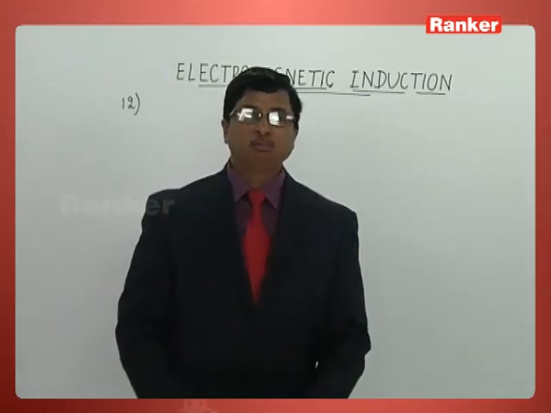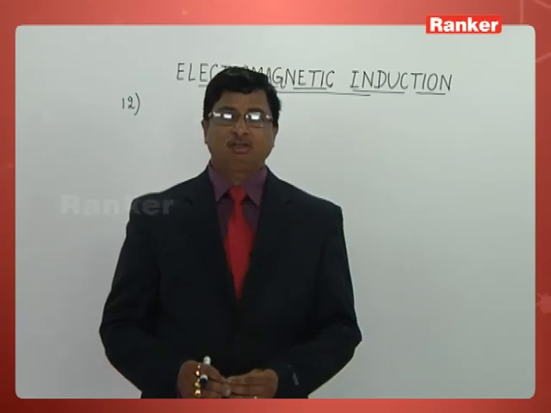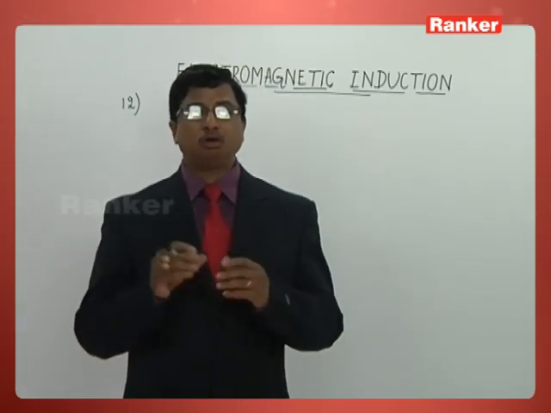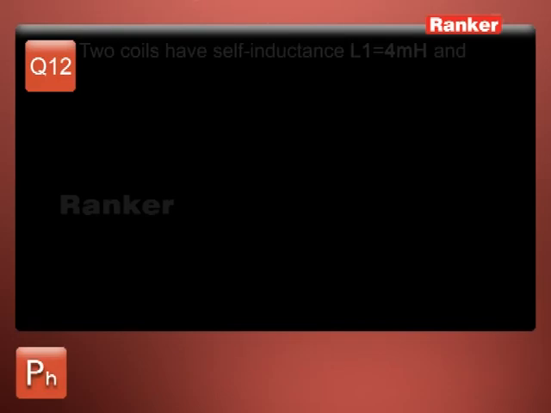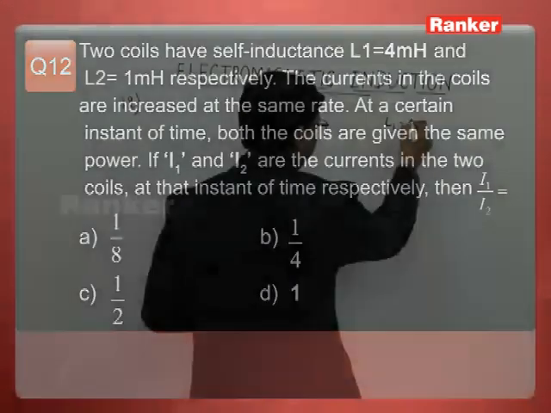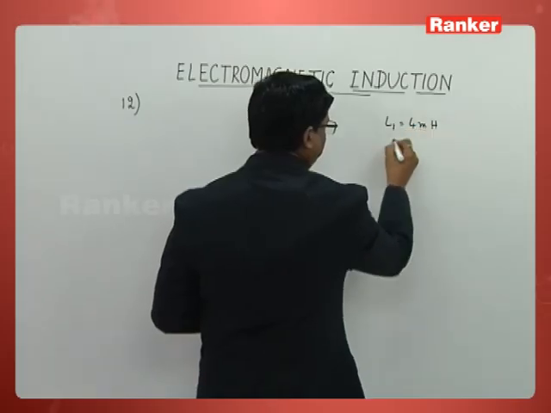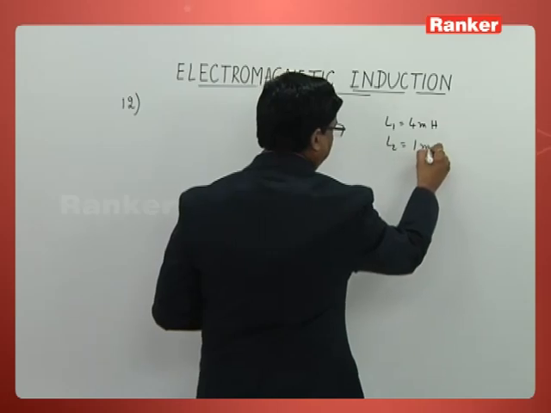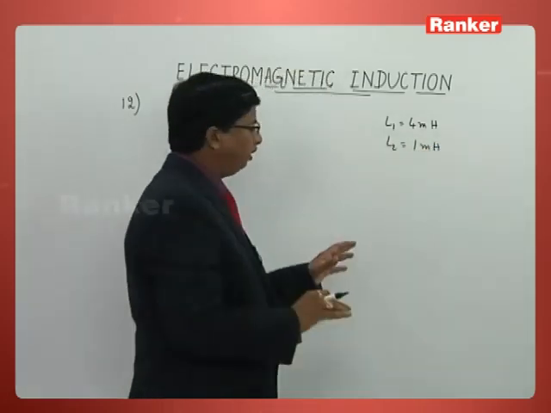Let us check one more problem, which is a very commonly asked model. That's problem number 12 I am talking about. Let me read it out. Two coils have self-inductance L1 as 4 millihenry and L2 as 1 millihenry respectively. He is just giving you the coefficients of self-induction: 4 millihenry the first one, 1 millihenry the second one. These are the values he has provided.